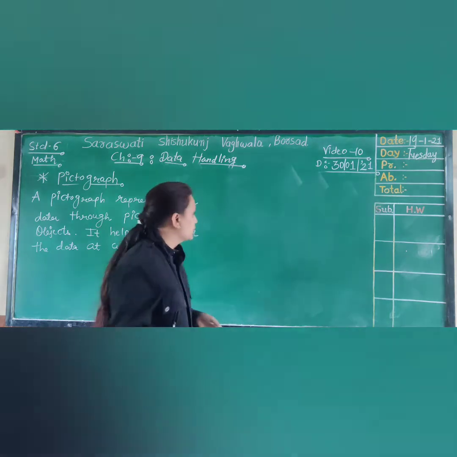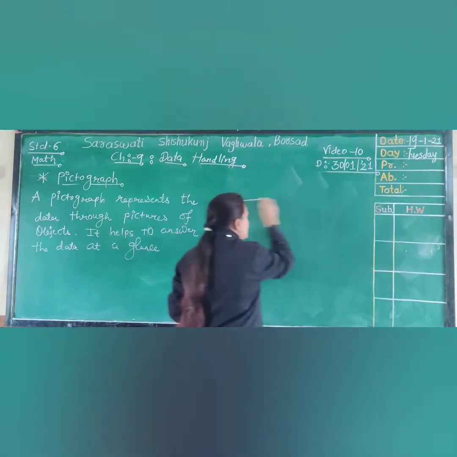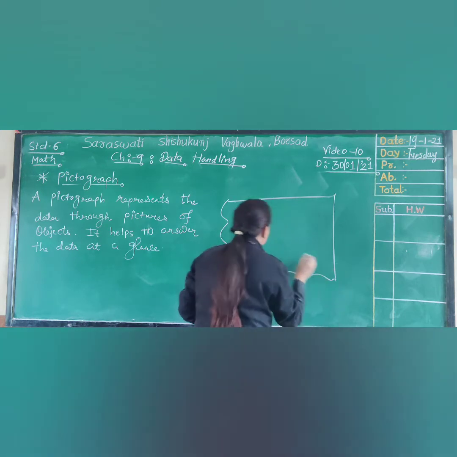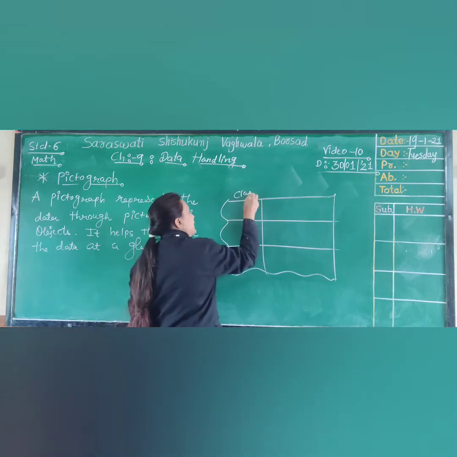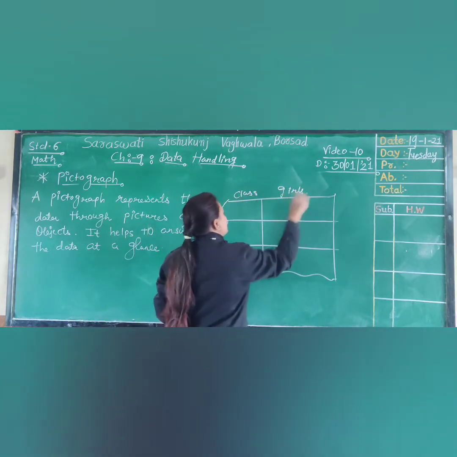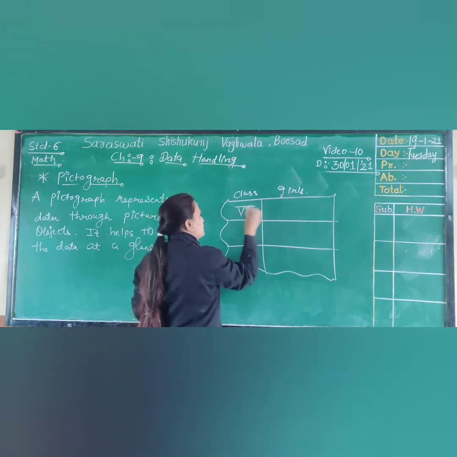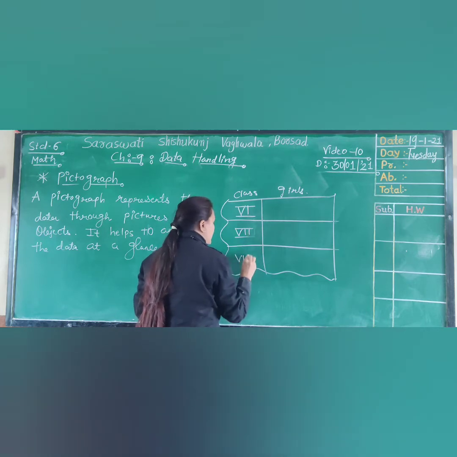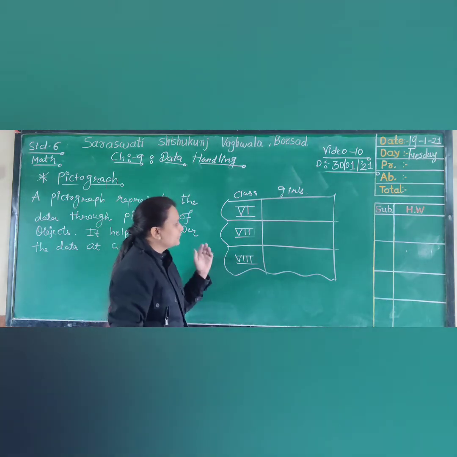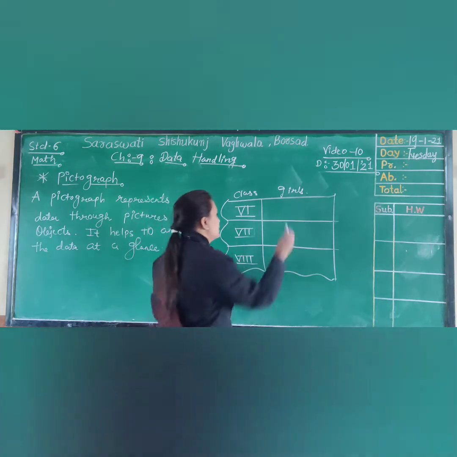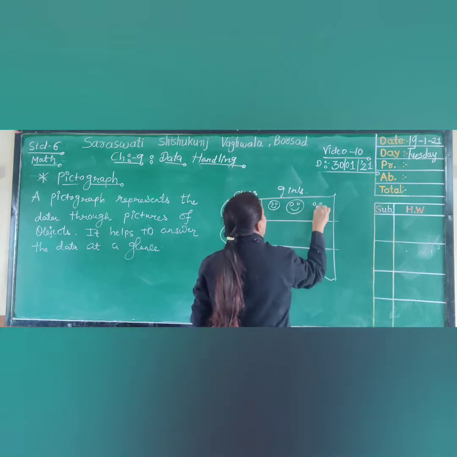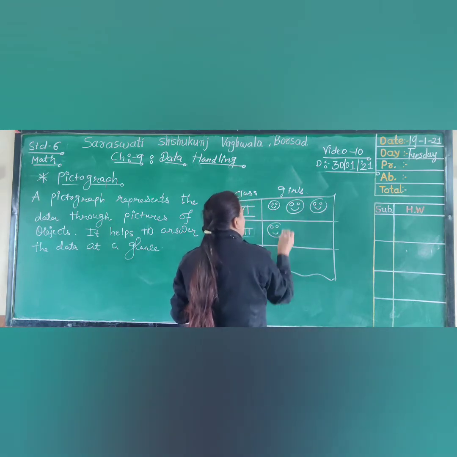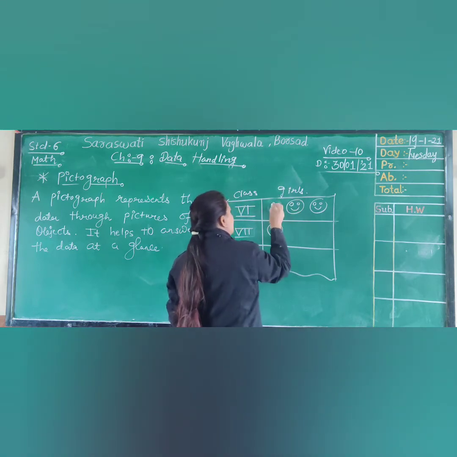Let us understand the pictograph here. Suppose we want to define girls in class 6, then 7 and then 8. If you want to count the number of girls from the given pictograph, suppose the smileys are used for girls. So first let us draw the smileys here.